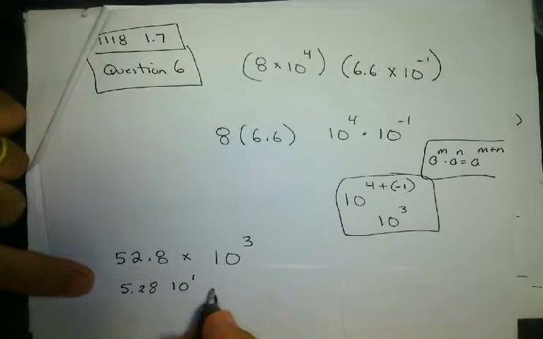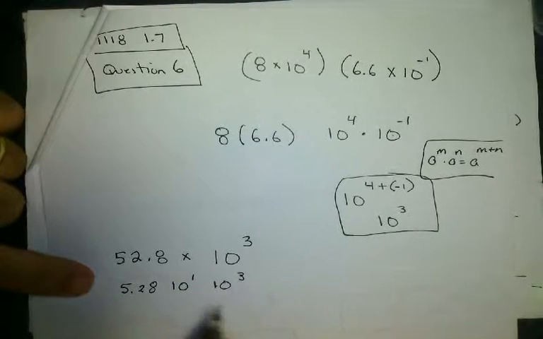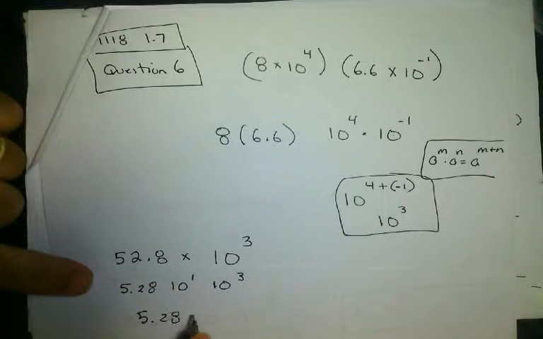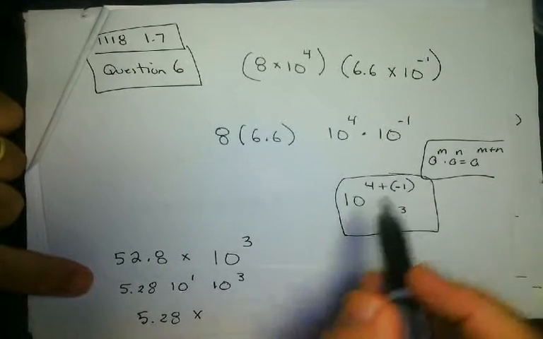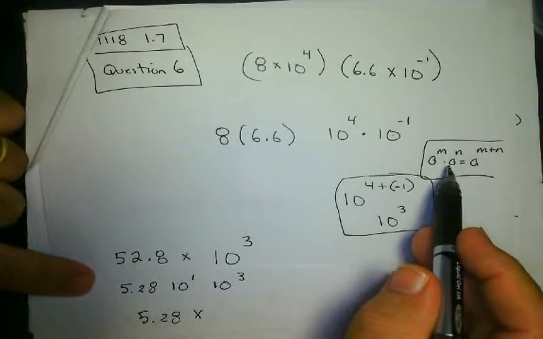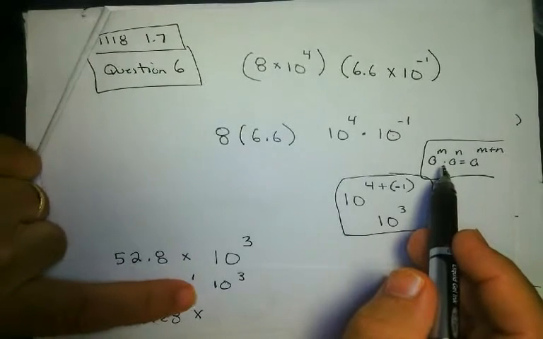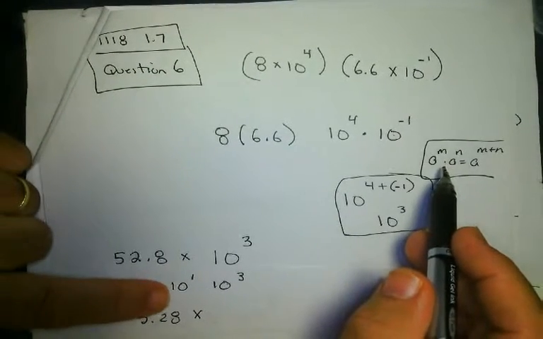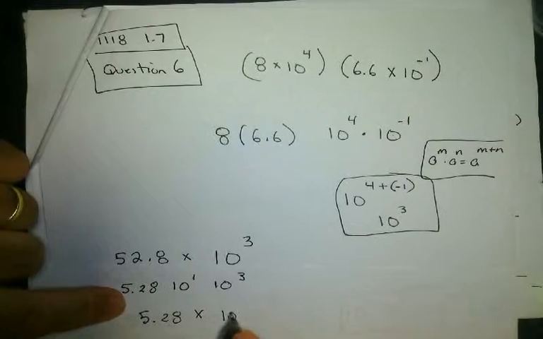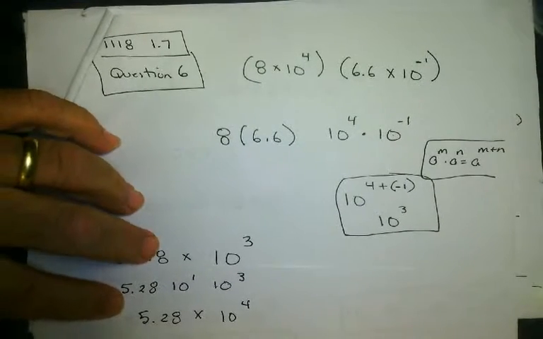See there, guys? So I have that 10 to the 1st times 10 to the 3rd, and now I'll get 5.28 times, well, I'm using this property again, right? Say, on 10 to the 1st times 10 to the 3rd, so I'm going to add 1 plus 3, and I'll get times 10 to the 4th power.